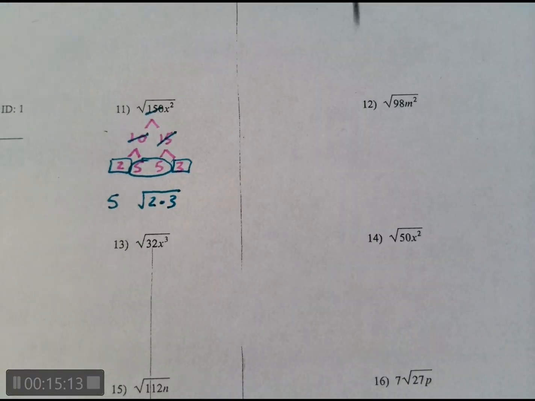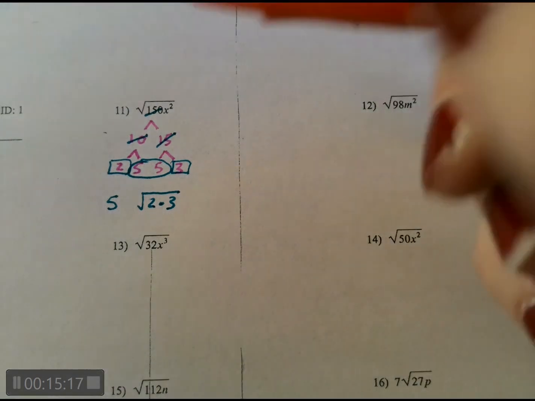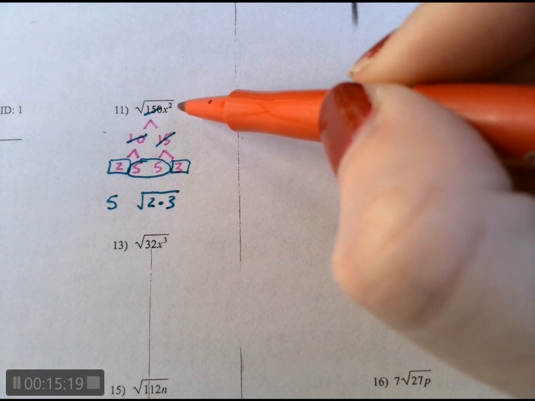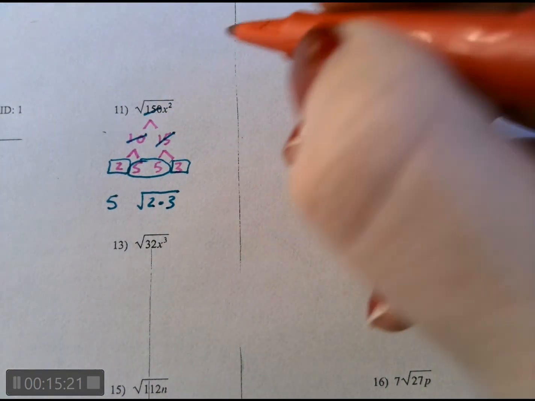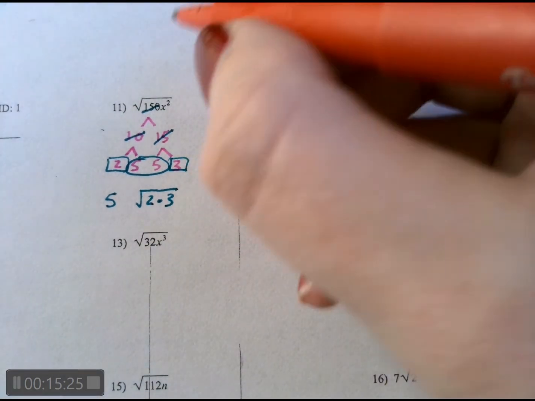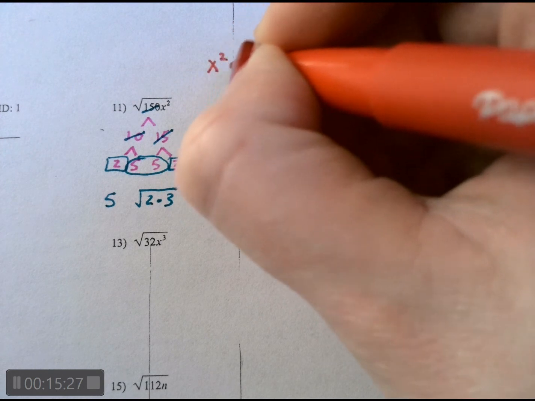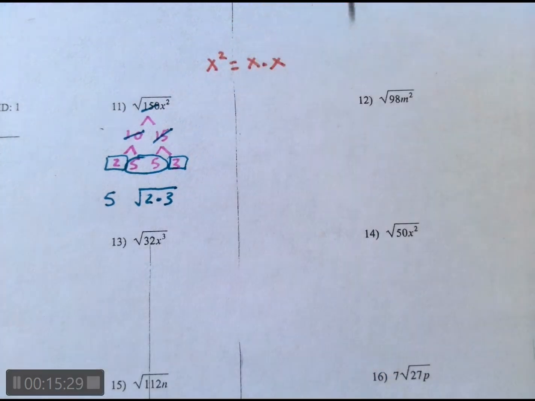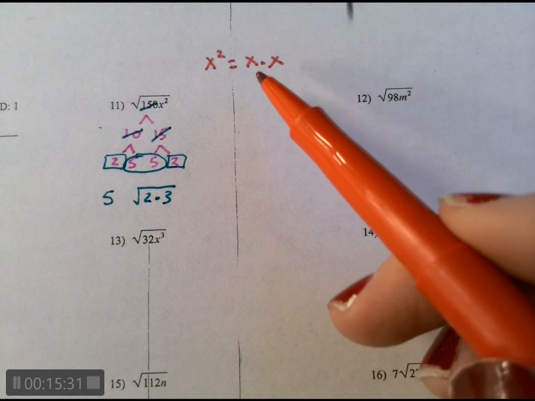Alright, so for the next part, our letters. So do you see this tiny number up above? Okay, it is another way of saying x times x, because there's 2 of them. So up here I'm going to write x squared equals x times x. So those are your factors of x.